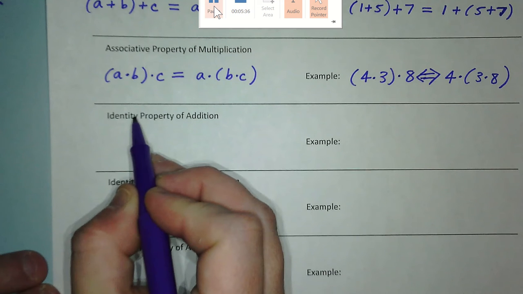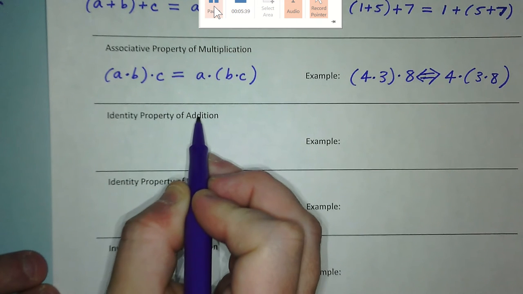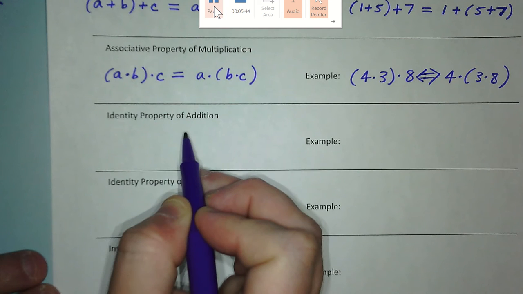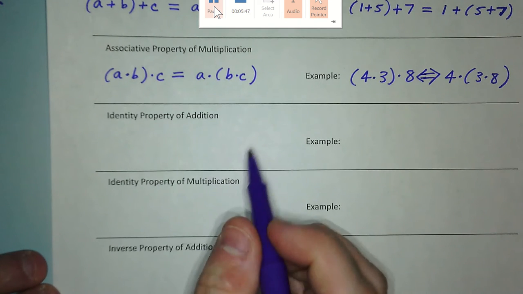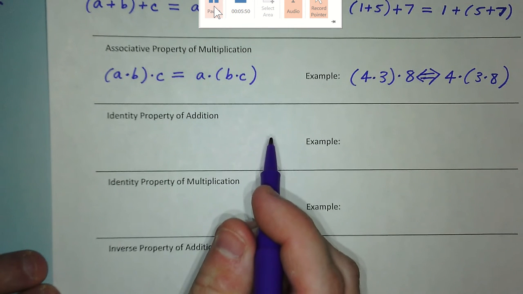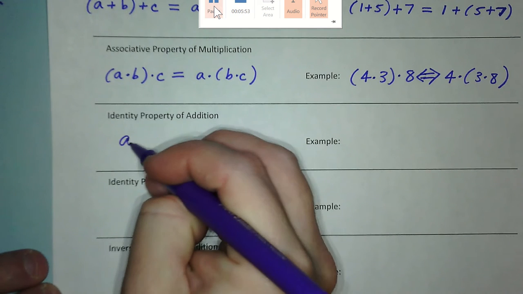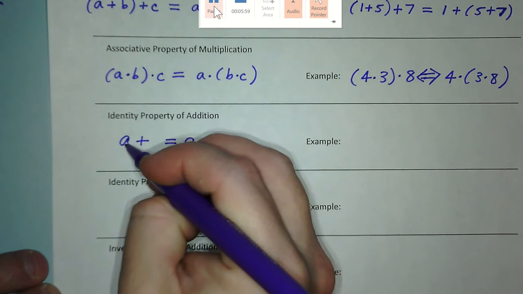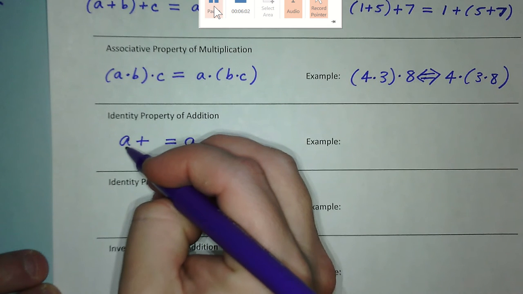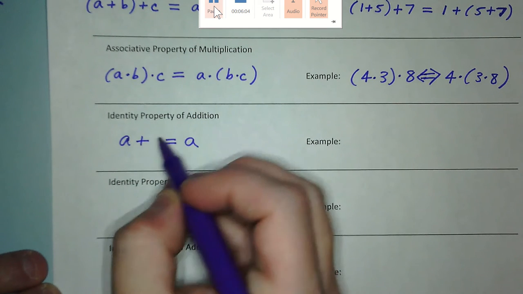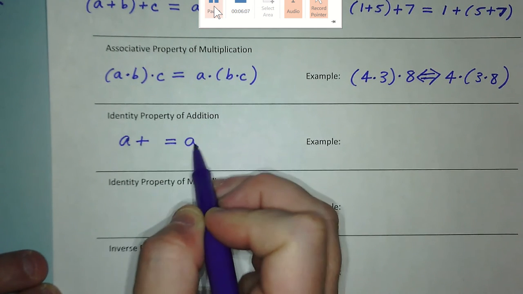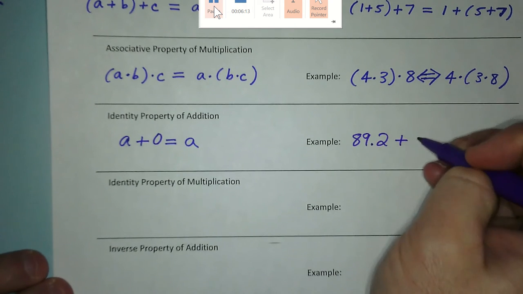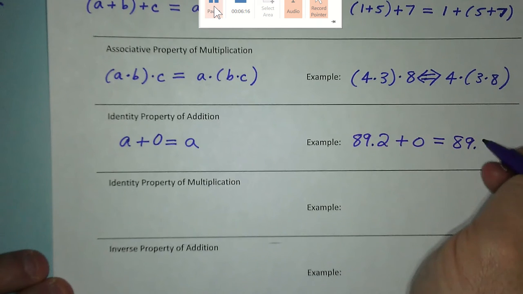So think about this, the identity property of addition. Think about it, peoples. What would you add to a number so that the number does not lose its identity? A plus what? Like any number A, whether it's 5 or 25 or 87, or 99.2. What would you add to a number so it doesn't lose its identity? Well, 0, of course. 89.2 plus 0 is going to stay 89.2.